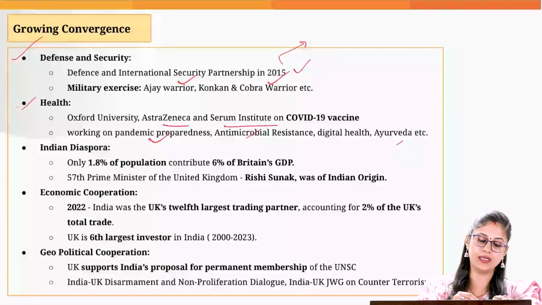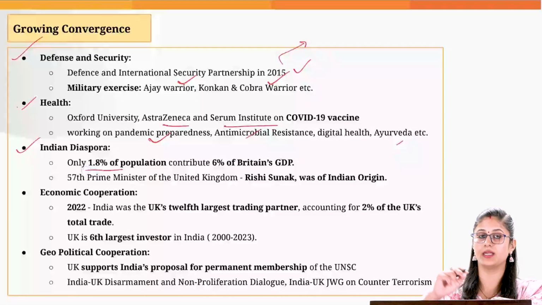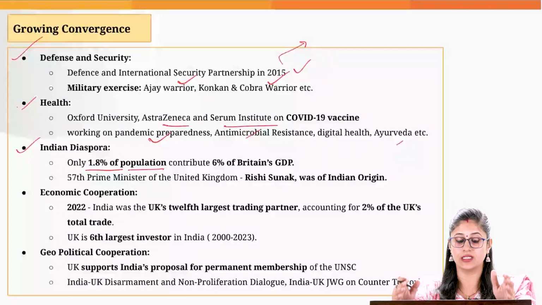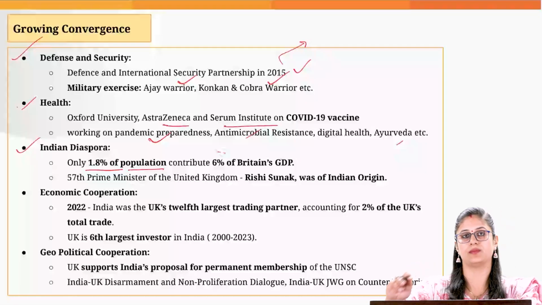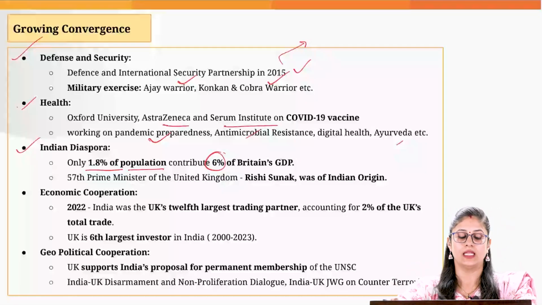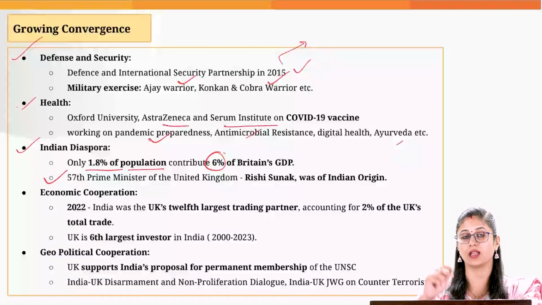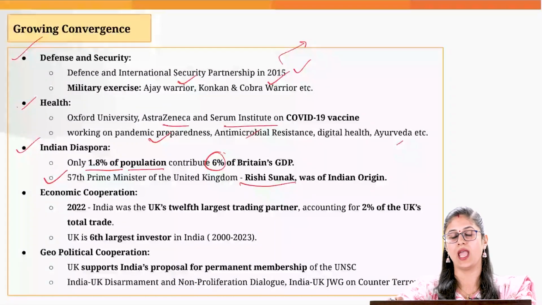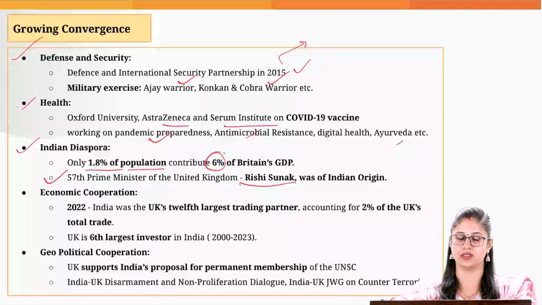Now, when you look at the Indian diaspora, it makes up around 1.8% of the UK population, and its contribution to British GDP is roughly around 6%. And you will be astonished to know that the 57th Prime Minister of UK, Rishi Sunak, is also of Indian origin. And what we are witnessing in recent times is that the number of people of Indian origin is increasing in the British Parliament also.